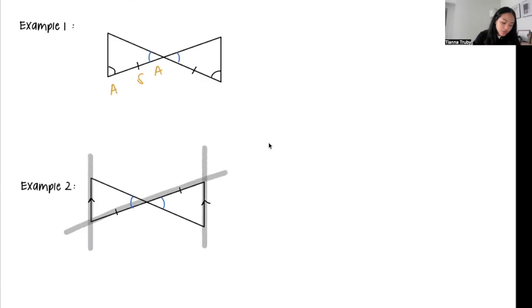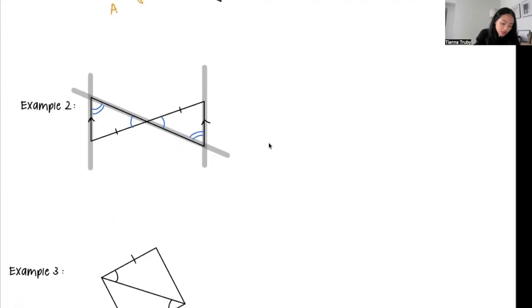So if we draw a transversal cutting through these two parallel lines, you can use this line, or you can use the other diagonal. You'll still get the same result, so it doesn't matter which one you use as your transversal. Looking at our transversal now, we know that these two angles are congruent to each other through alternate interior angles. And now we have enough to say that these two triangles are congruent through angle, angle, side.